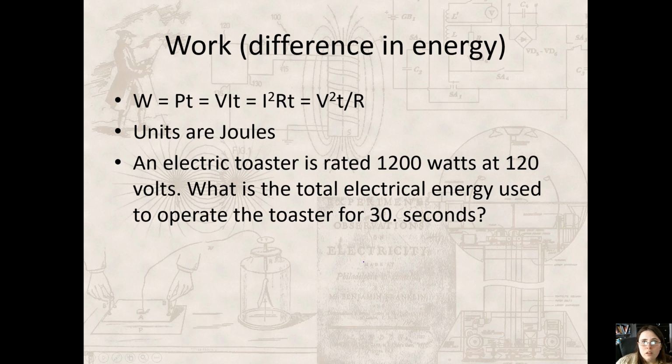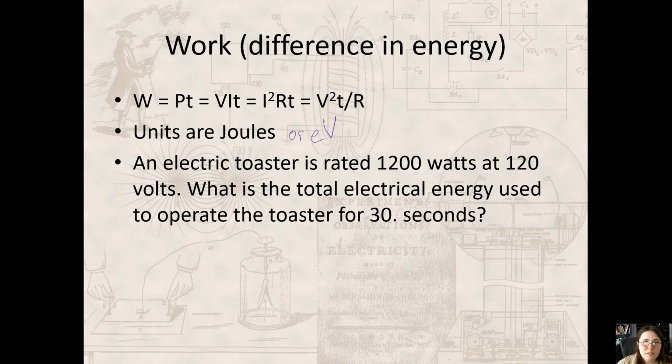Okay? The next thing is the work. As you may remember, that's the change in energy. The equations we're using are still on the reference table. Work is equal to power times time, the potential difference times current times time, which is equal to the current squared times the resistance times time, which is equal to the voltage or potential difference squared times time divided by resistance. The units are in joules or in electron volts.